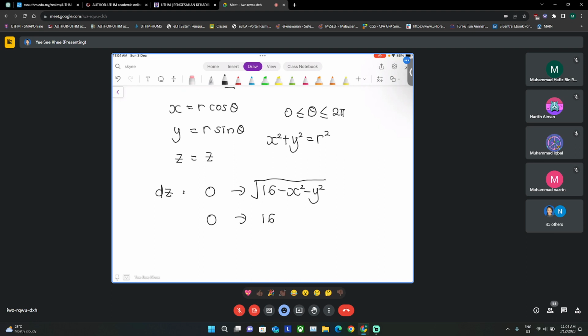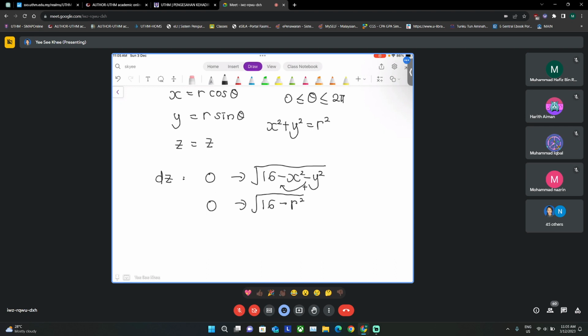So 16 minus x square plus y square. I'm going to put it here as r square, because when I factor out the negative and take it outside, this one becomes positive already. So that's why it becomes 16 minus r square. So this will be your dz interval for the cylindrical coordinate.